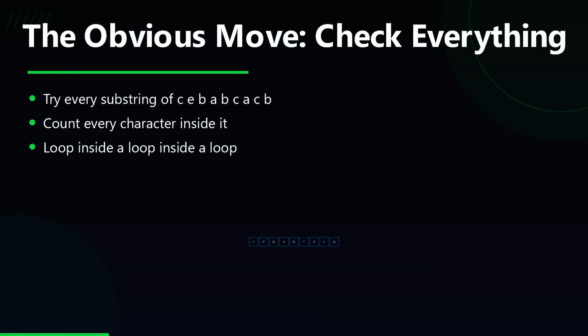That's index 0 to 1, 0 to 2, 0 to 3, all the way out. Then start over at index 1 and do it again. For each one, count every character inside it and check nothing passes 2. Watch how much rechecking that is. We're rescanning the same letters over and over. That's a loop inside a loop inside a loop.